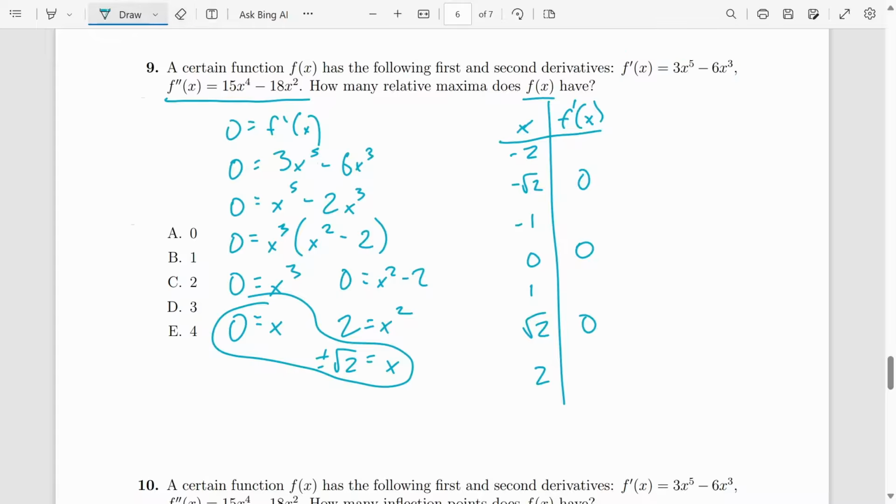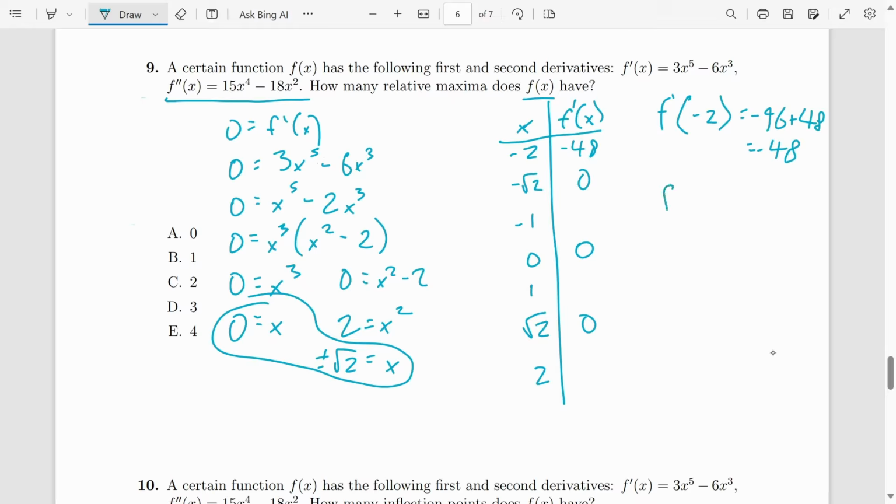So plugging in negative 2 into f prime of x, negative 2 to the fifth is negative 32. So that's going to be negative 96 minus, all right, negative 2 cubed is negative 8 times 6 is negative 48, so minus negative 48 is plus 48. That equals negative 48. We have that right there.